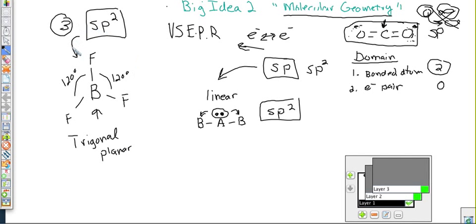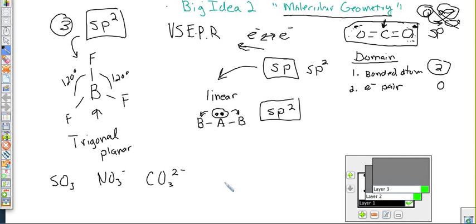Some examples of that: BF3, SO3 would be one. The nitrate ion, a polyatomic ion, would have one. Let's see what else. Carbonate would fall under this category.